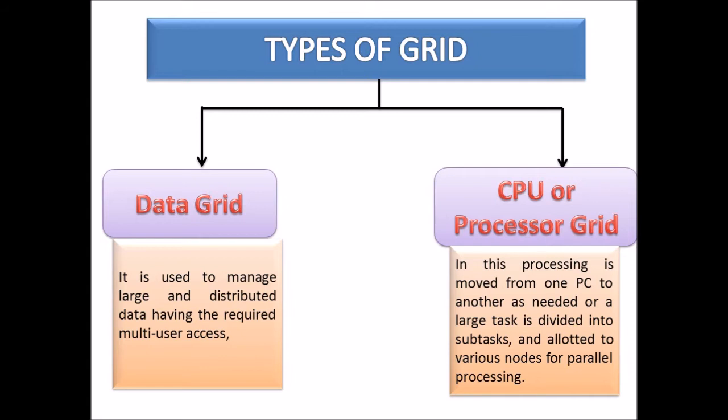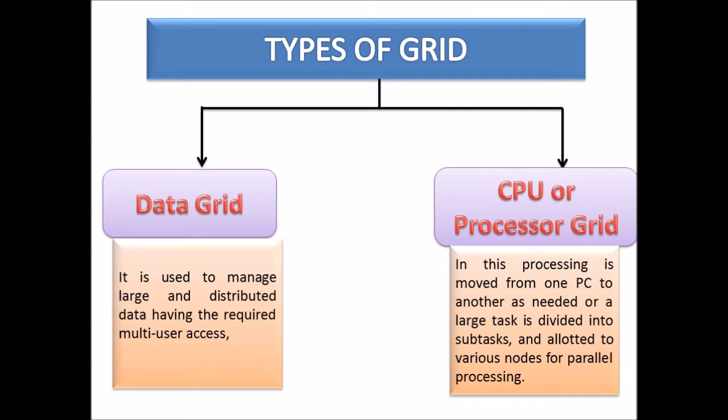But in this grid computing, all the devices are not having access to each other. They just communicate with the particular common grid resource management system, and then through that they can transmit, or they can share the resources. Okay, next, the second type of grid is the CPU or processor grid.